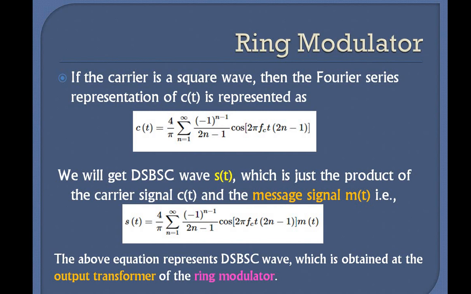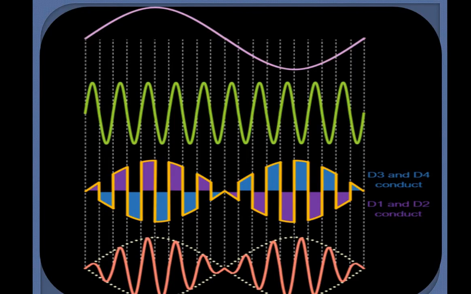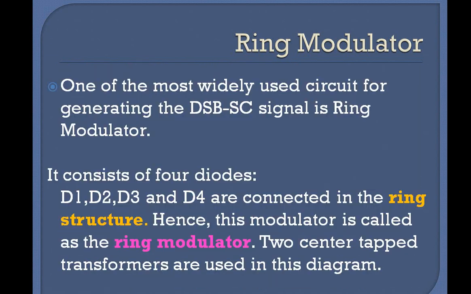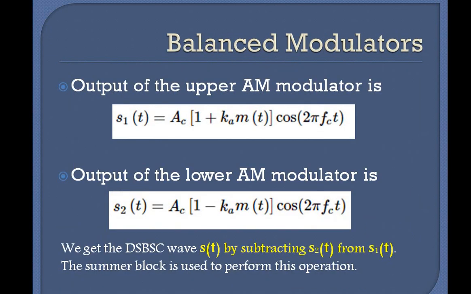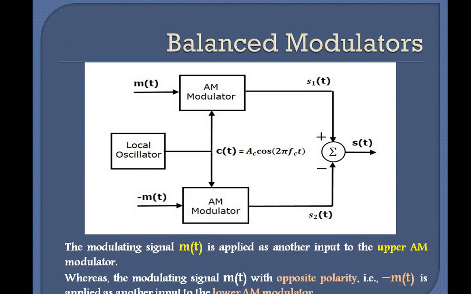I'll revise once again. Today we have seen the modulation techniques for DSBSC generation, double sideband suppressed carrier. In that we have two techniques. First one is the balanced modulator and the second one is the ring modulator. What is the balanced modulator? In the block diagram we have seen, we are using two amplitude modulators, built in such a way that both configurations should be balanced. We are balancing two modulators, so it is called a balanced modulator.